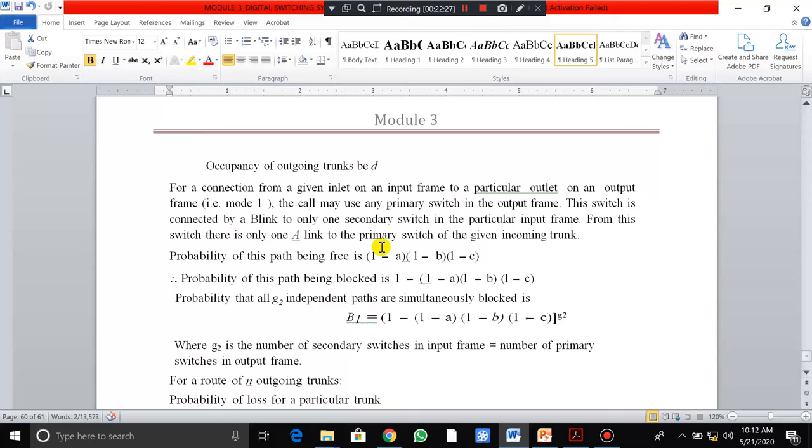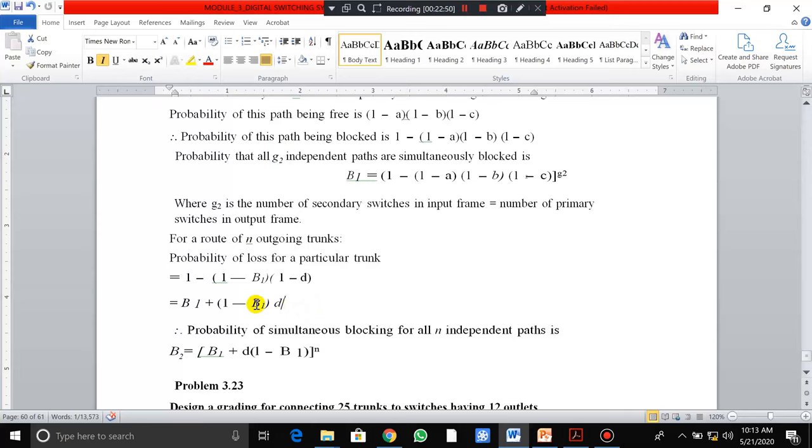Then for the probability of the path, that is 1 minus of A into 1 minus of B into 1 minus C, and the same thing I told for blocking, and this is for G of 2 independent paths, that is B1 whole to the power of G of 2. And we have the probability of loss for a particular trunk. This is the equation. Therefore, the probability of simultaneous blocking of all N incoming paths is given by B of 2 is equal to B1 plus B into (1 minus B of 1) whole to the power of N.